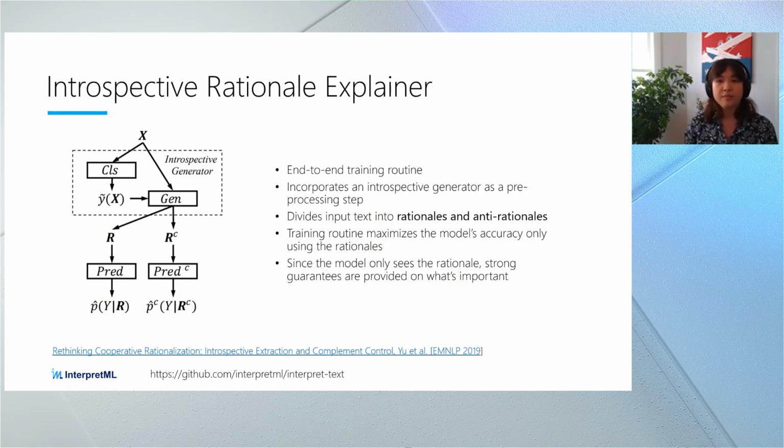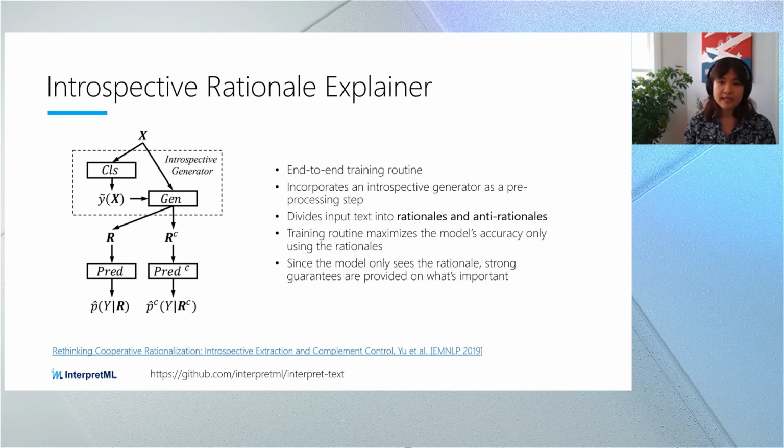This method introduces a plugin into the training process and makes the black box model more interpretable. This plugin is called the introspective generator, and you can see it delineated by a dotted box in the diagram to the left. This introspective generator splits the text into rationales and anti-rationales, which are denoted as R and R superscript C. The rationales are a subset of the words that, according to the introspective generator, are important. On the other hand, the anti-rationales are not important, according to the introspective generator. The introspective generator simultaneously trains the model on both of these.